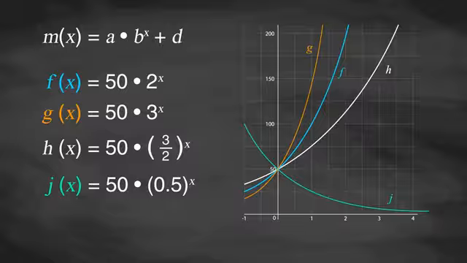A positive value of b that is less than 1 means the function is decreasing as x increases. When b is greater than 1, the function increases as x increases, and greater values of b mean that the function grows more quickly as x increases.